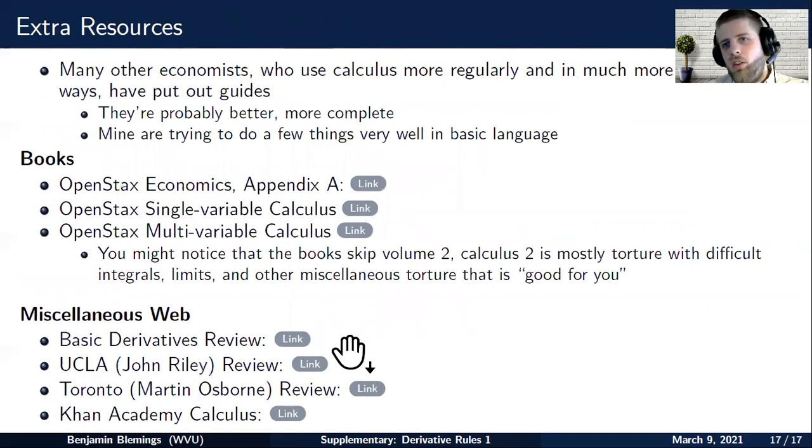And so here are the same extra resources I showed you in the last slide. Feel free to dig in if you think you want some more mathematically precise reasoning or some other background from Khan Academy or something like that.